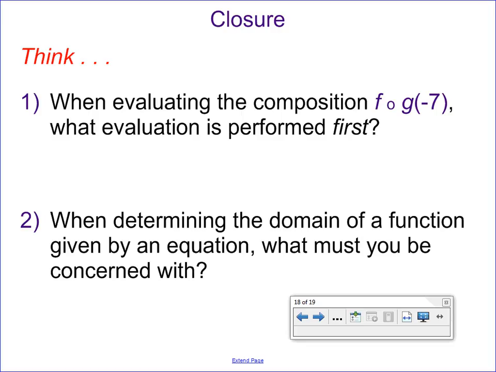Okay, please tell the class what evaluation is performed first when I perform the composition f of g of -7. So what is it that you're going to do first? Ben? G of -7. Raise your hand if you had plug in -7 to g first. G of -7. That's the inside evaluation. That's the first step of evaluation. Good job. So my first evaluation would be plug -7 into g, my innermost function. That would be my first step.